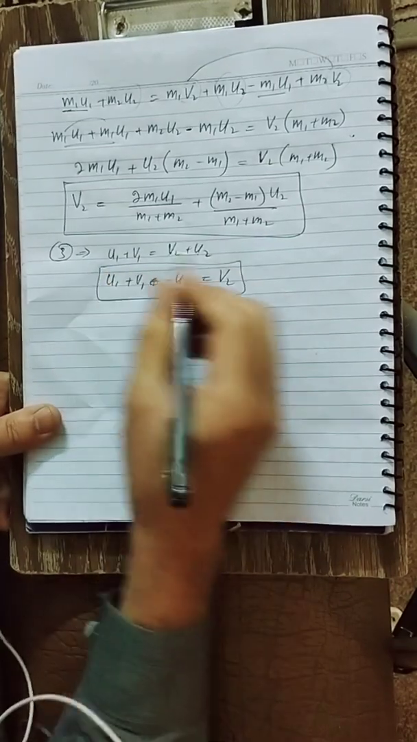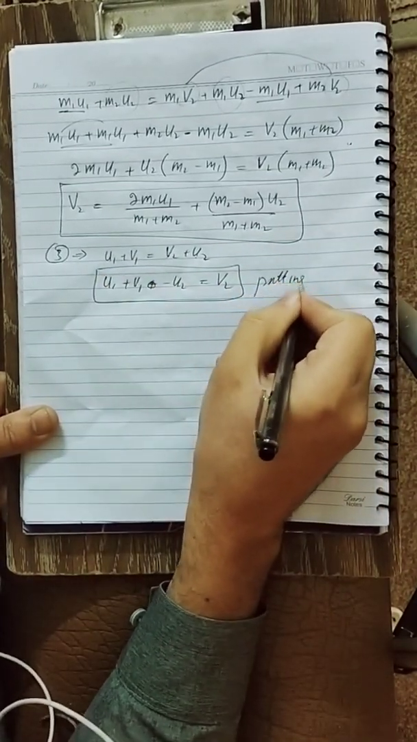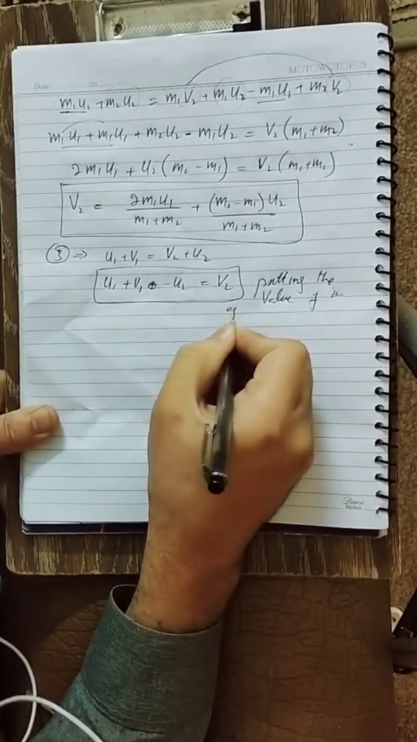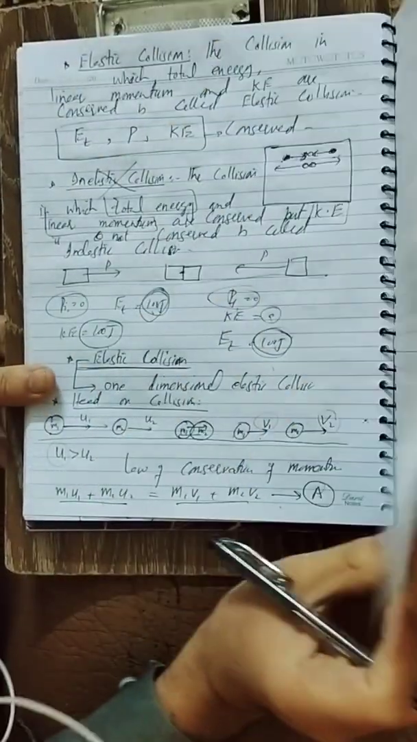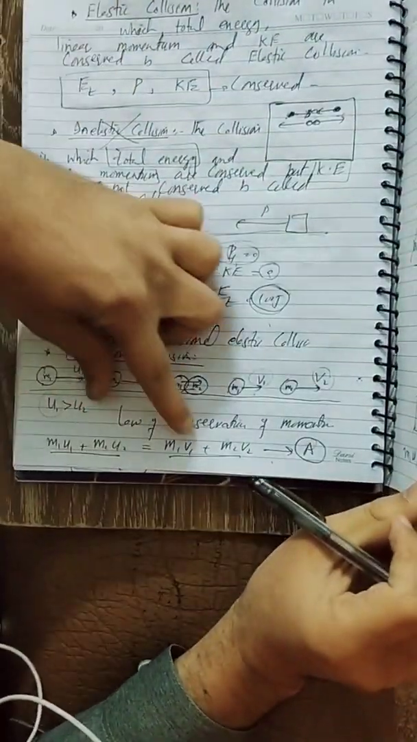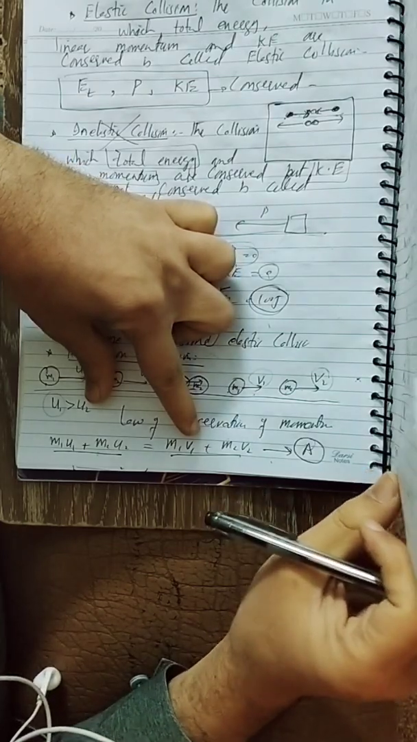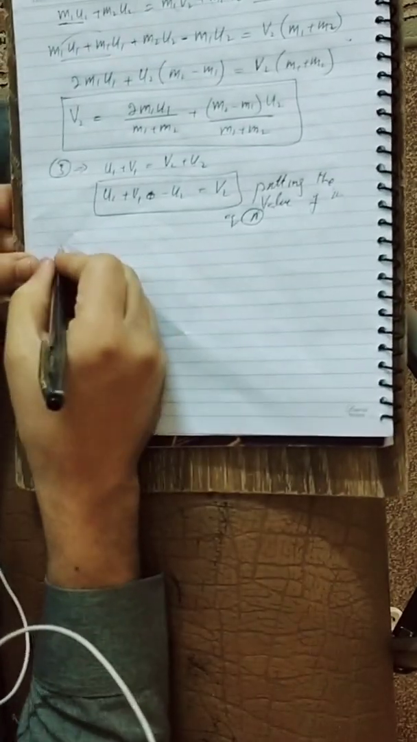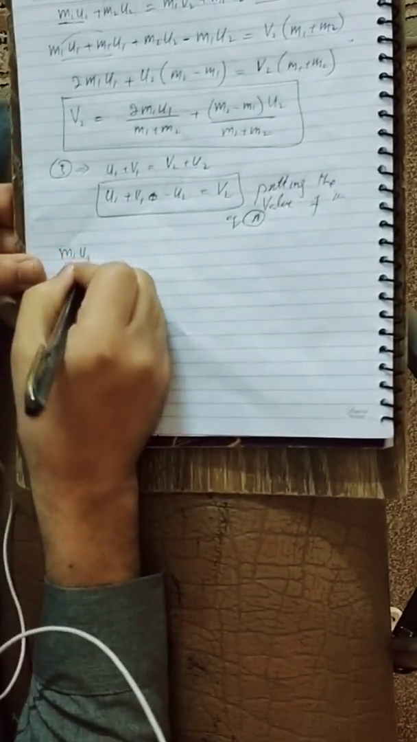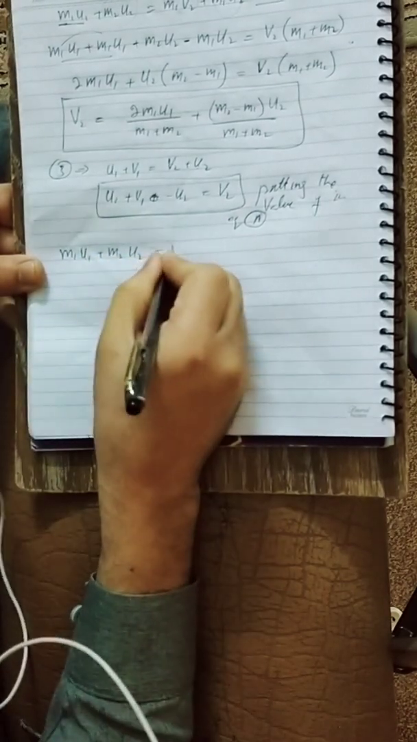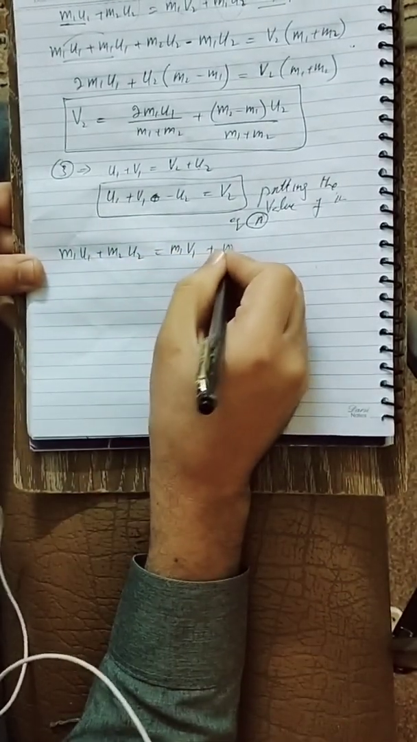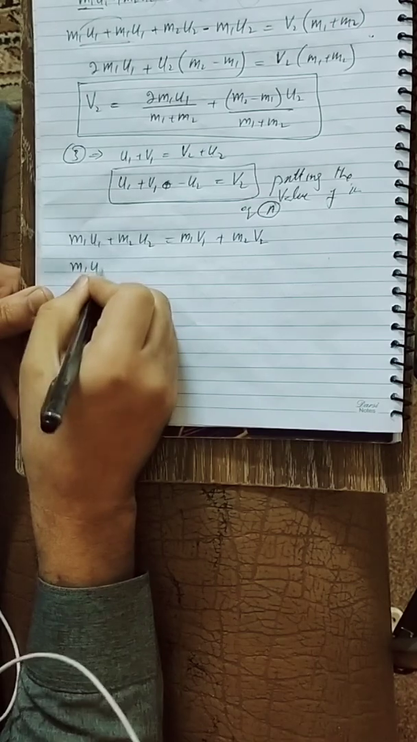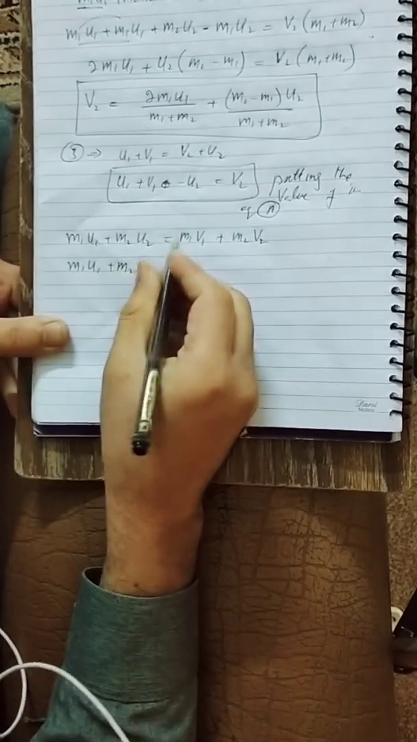Putting the value of V2 in equation number A. This is actually equation number A, which is the law of conservation of momentum. Putting this value in this equation, first I'll write that equation here: m1 u1 plus m2 u2 is equal to m1 v1 plus m2 v2.